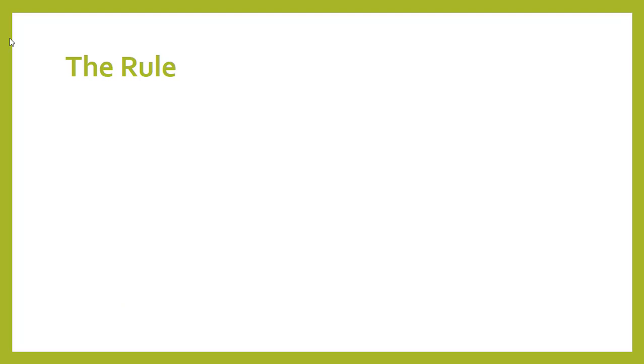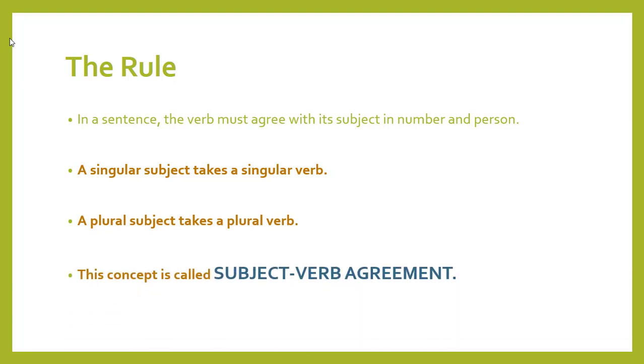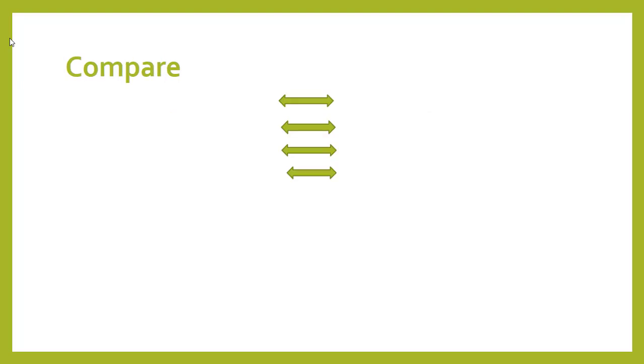What is the rule behind these examples? The rule is: in a sentence, the verb must agree with its subject in number and person. Particularly, we should say a singular subject takes a singular verb, and a plural subject takes a plural verb. This concept is called subject-verb agreement, and we are learning this concept in this video lesson.